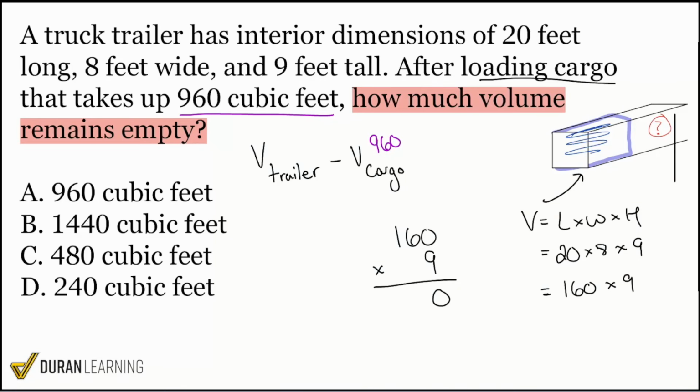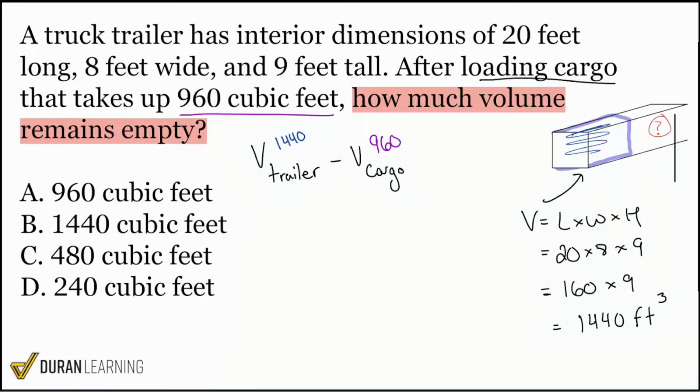So that'll end up being 0. 6 times 9 gives us 54, carry the 5. And then 1 times 9 is 9. Carry the 5 is 14. All right, so we end up getting 1,440 cubic feet. So again, let's write that here, 1,440 cubic feet.